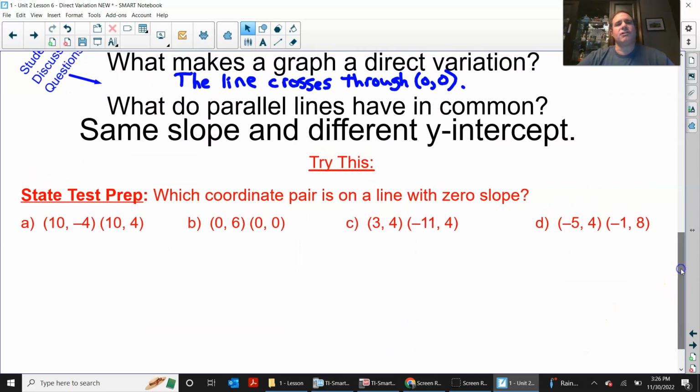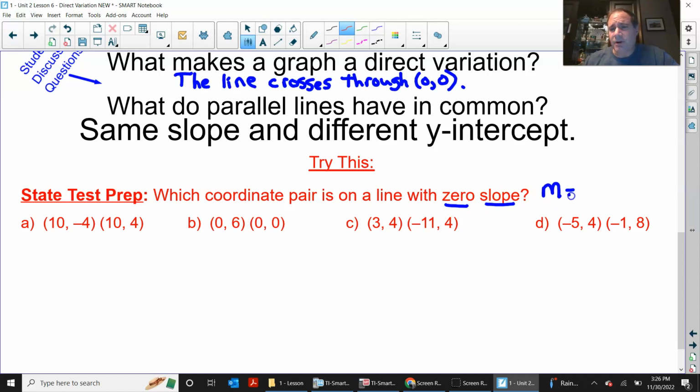All right, so it says try this, state test prep. Which coordinate pair is on a line with a zero slope? Zero slope. So a slope of 0. Just remember, a slope of 0 is a horizontal line. So if you really don't want to figure out the slope, you can just plot these points and see which one is horizontal. If it's horizontal, that's the 0 slope. But other than that, we're just going to go ahead and figure out the slope.